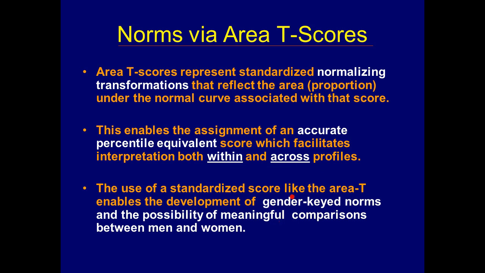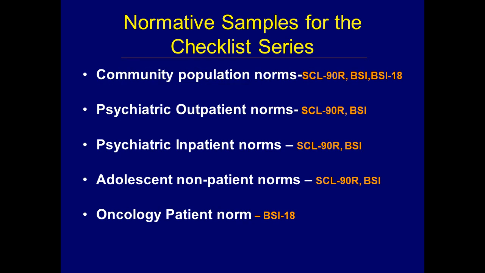Use of a standardized score like the area T, as opposed to the linear T-score, which is not normalizing, enables the development of gender-keyed norms and the possibility of meaningful comparisons between men and women. In the area of psychological distress and psychopathology, as I'm sure you're aware, you cannot just compare male scores with female scores. For whatever reasons, and there are many, females are much more dramatic in expressing their psychological distress.